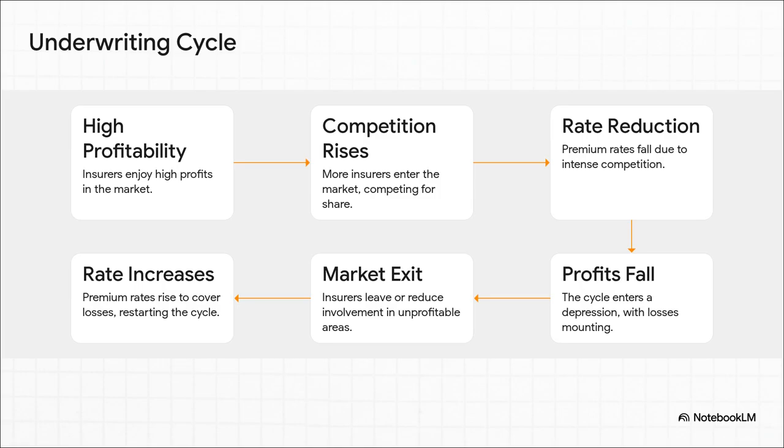So, let's walk through the phases. You start with high profitability. This acts like a magnet for capital. New players jump in, and the fight for market share gets, well, irrational. You see companies deliberately underpricing risk just to write more business. That's your classic soft market.